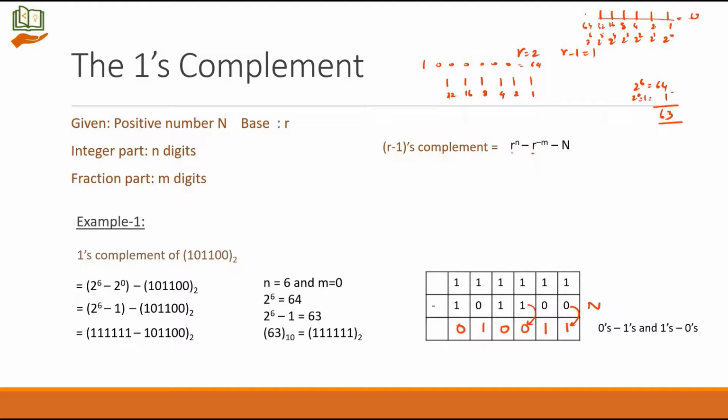Wherever you have 0, place 1. Wherever you have 1, you place 0. So this is the answer: 0, 1, 0, 0, 1, 1. 1 has changed to 0. 0 has changed to 1. 1 as 0, 1 as 0, 0 as 1 and 0 as 1.